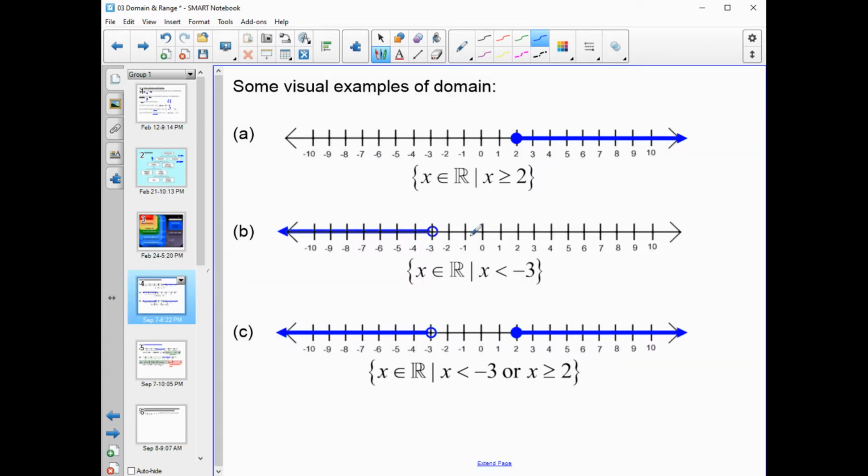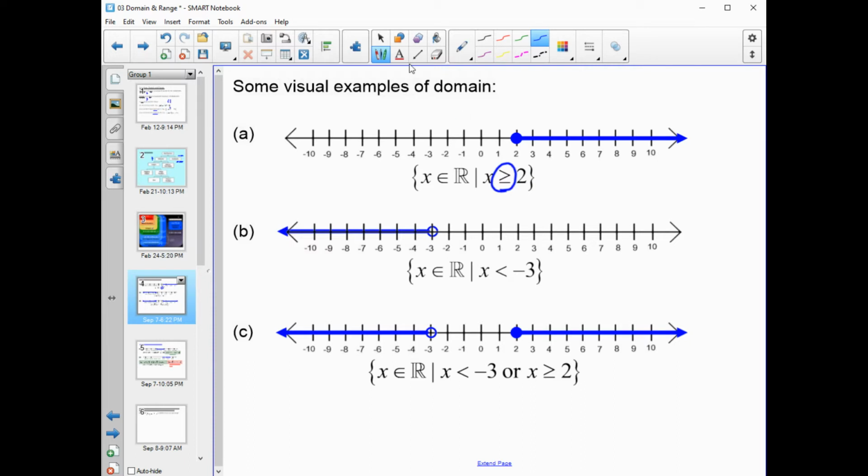So to illustrate this, it's always nice to have a diagram to go with these things. So here are some visual examples of what domain might look like. Here I have a number line. It starts at 2. You can see from the blue line overlaying it, it's everything to the right of 2, and it includes 2. The solid dot means that it includes 2. And the way that we represent that it includes 2 is we use a greater than or equal to sign.